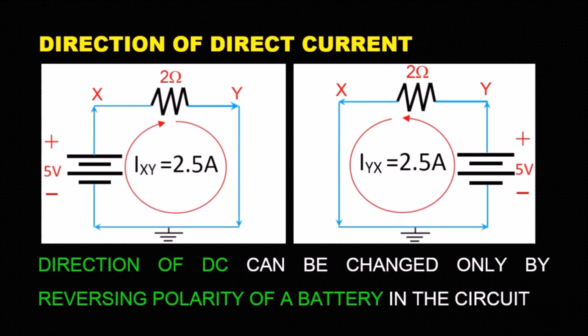Now let us see the direction of direct current in these two circuits. In the first circuit, the current is circulating in the clockwise direction, and in the second circuit, current is circulating in the anti-clockwise direction. In the first circuit, X is connected to the positive terminal of the battery and Y is connected to the negative terminal of the battery. In the reverse manner, the positive terminal is connected to Y and the negative terminal is connected to X. Therefore, current passing through these two circuits is in the opposite direction. This shows that the direction of DC current can be changed only by reversing the polarity of the battery in the circuits.